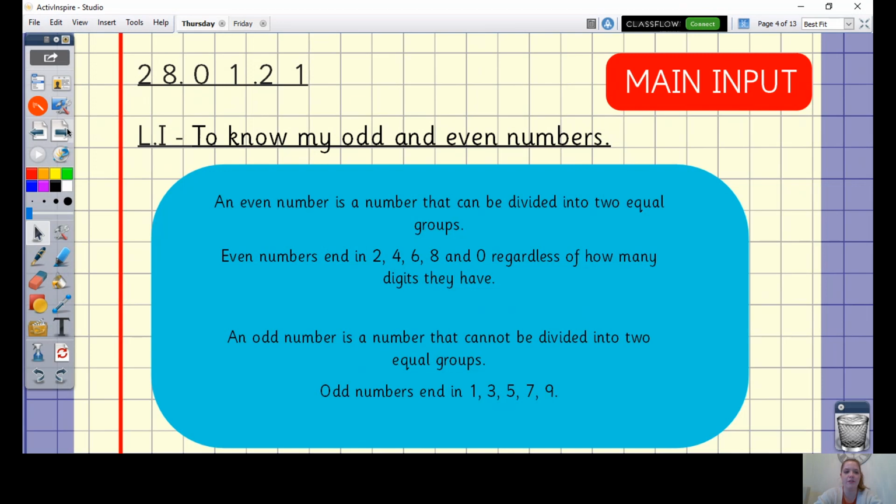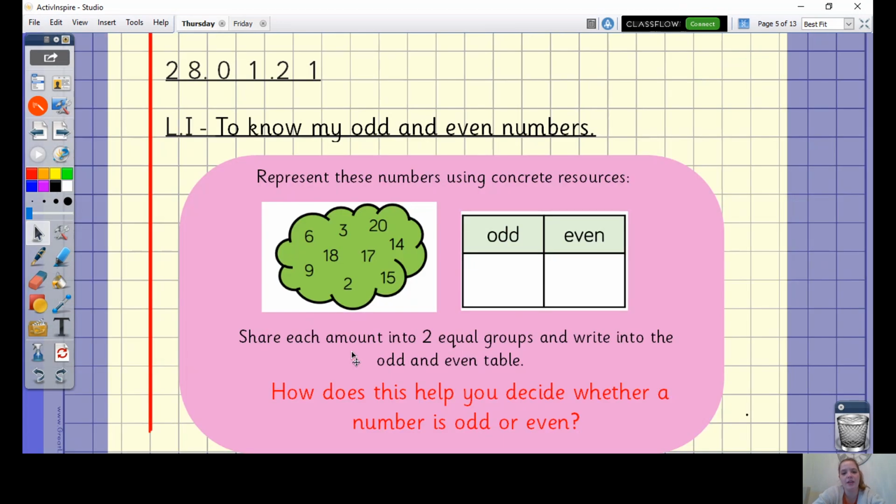So let's get on with our first question then. We've got some numbers here you can see in the green bubble. I'd like you to have a go at representing each of these numbers one by one using concrete resources. So again, using any objects that you have at home, do one number at a time. For example, you may want to find 6 marbles or 6 counters. I want you to share each amount into 2 equal groups.